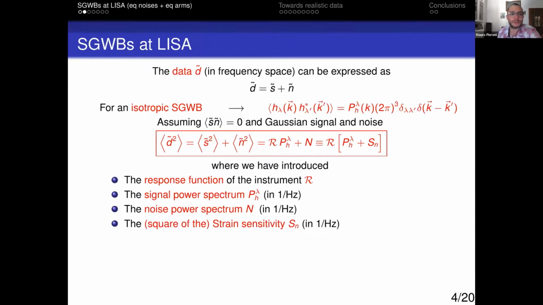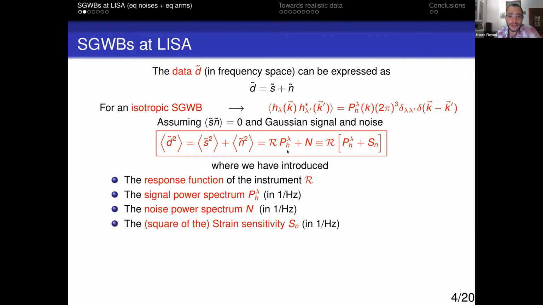So let's go a little bit more into data-related things. In the following, when I say things about data, I'm always assuming my data to be in the frequency domain, and I will always assume my data to be a superposition of signal and noise. Assuming signal and noise to be Gaussian, all the information I want is in the 2-point function, which, assuming signal and noise to be uncorrelated, I can expand as just the 2-point correlation of signal and the 2-point correlation of noise. The latter is what we typically call the noise power spectrum.